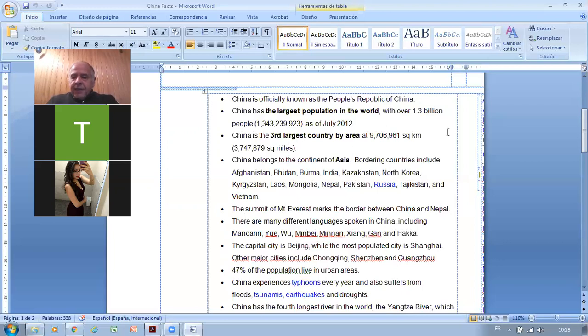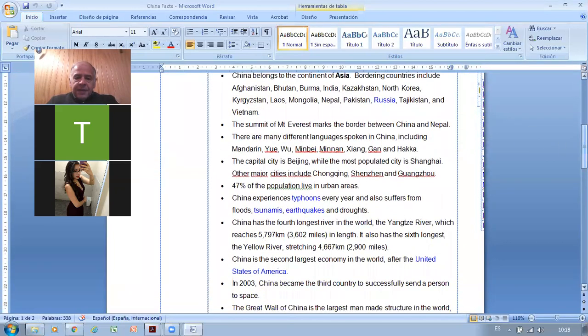Okay. Let's see, Tiare, go on reading. There are many different languages spoken in China, including Mandarin, Yu, Gu, Minbei, Minam, Xiang, Gan, and Hakka. The capital city is Beijing, while the most populated city is Shanghai, right? Other major cities include Chongqing, Shenzhen, and Guangzhou.